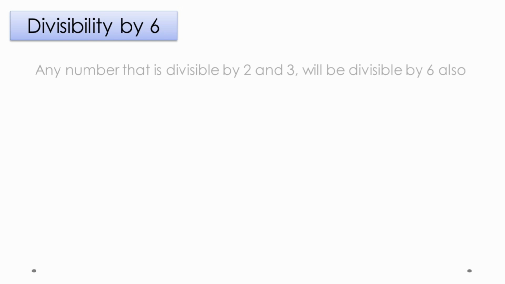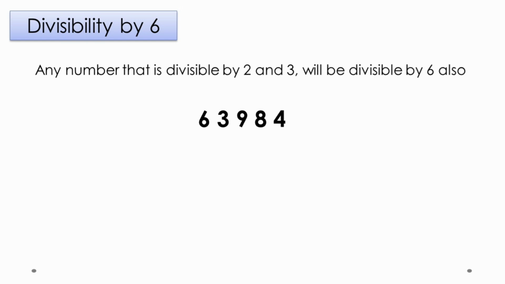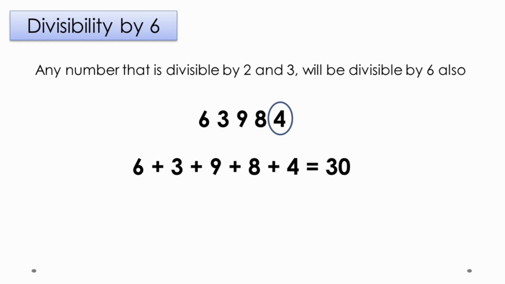To be able to check the divisibility by 6, you need to know the divisibility test for 2 and 3. Any number that is divisible by 2 and 3 will be divisible by 6 also. To understand this, let's take a number 63984. If we check the number's divisibility by 2, we can see the last digit is 4, which is divisible by 2. For checking the divisibility by 3, we will need to add all the digits of the number. So, adding 6, 3, 9, 8 and 4, we get 30. And 30 is divisible by 3 as it appears in the table of 3.